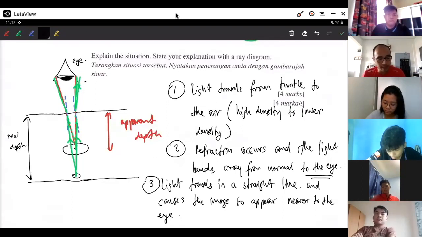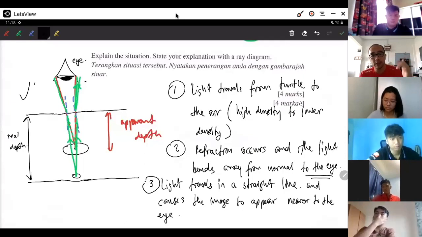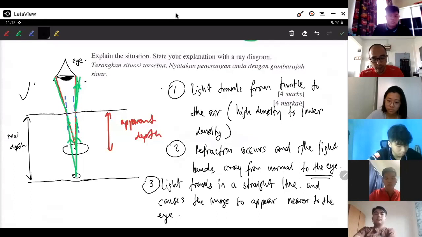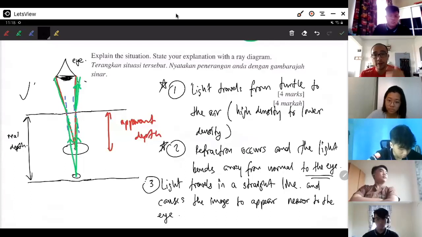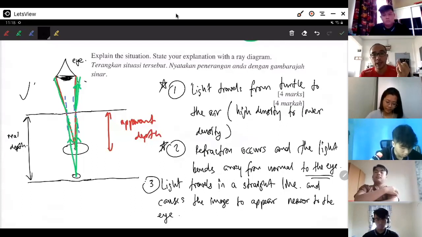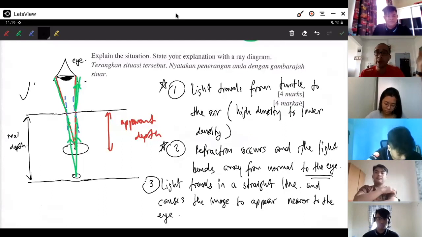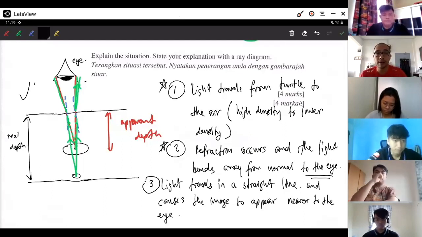So 3 marks for the explanation and 1 mark for this diagram. Okay, 3 markah untuk explanation, 1 mark for this diagram. So the first two for me, I think, is the most important. Whenever you are faced with any refraction question, talk about these two first. Pergi dari mana ke mana, and then sama ada dia bending away from the normal or towards the normal. That is a very safe kind of answer.